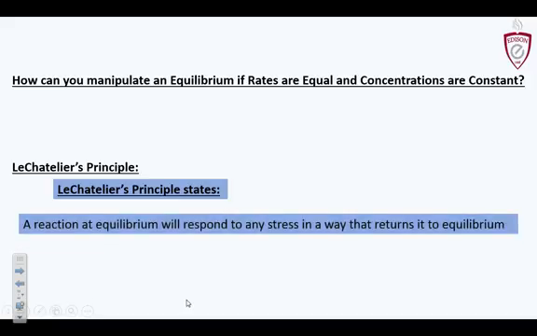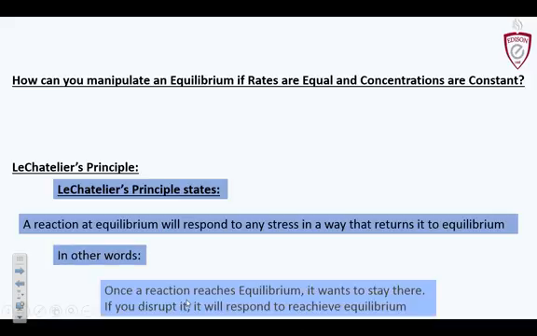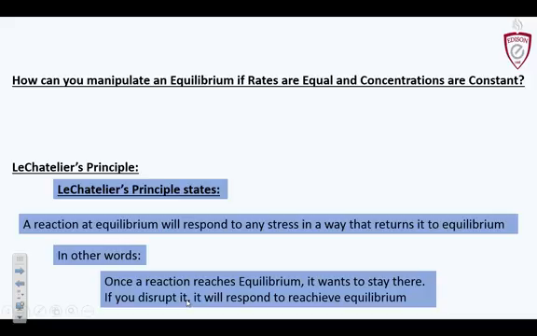What this says is a reaction at equilibrium will respond to any stress in a way that returns it to equilibrium. In so much, this is saying that chemical reactions are like people. We try to get away from what stresses us out. We try to get back to our balanced, chilled state. So once a reaction reaches equilibrium, it wants to stay there. If you disrupt it by adding products or taking products, adding reactants, or changing pressure or temperature, it's going to respond to re-achieve the equilibrium.